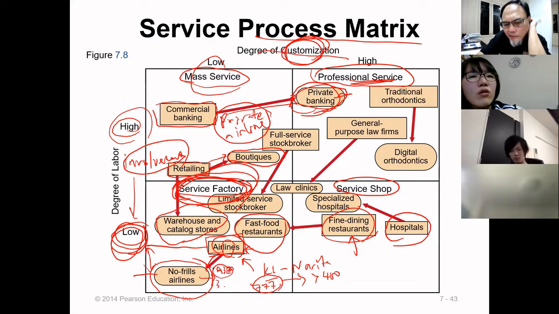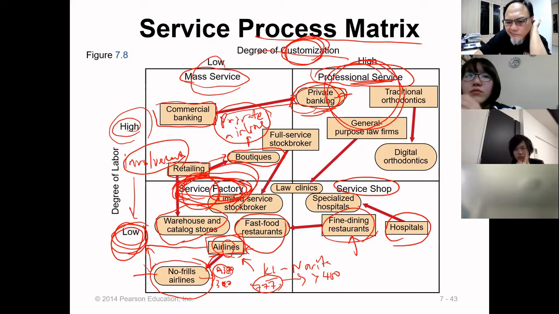Well, 300 plus. It is mass service. It is a service factory. Many, many people. It's not a private airline, private jet. Maybe here is professional service, or maybe here is service shop, or maybe here, private airline.